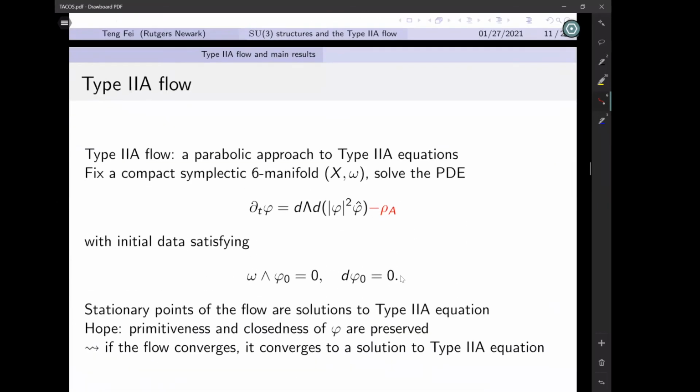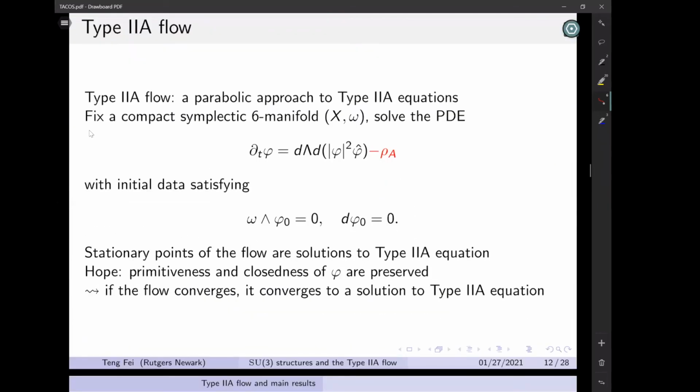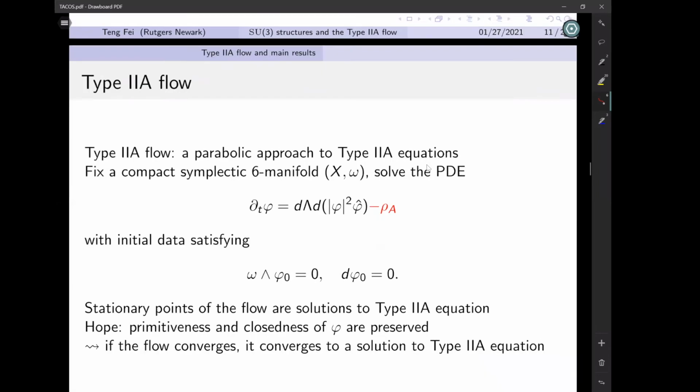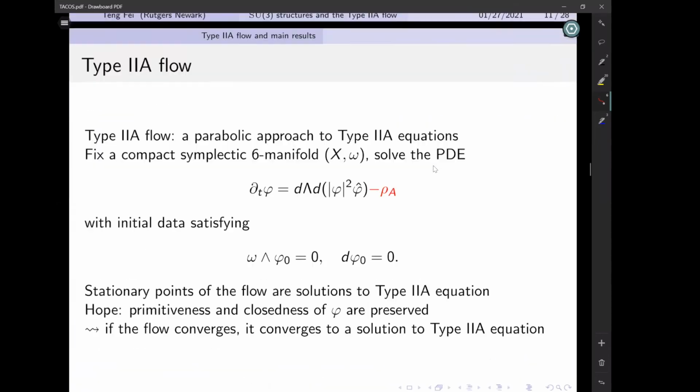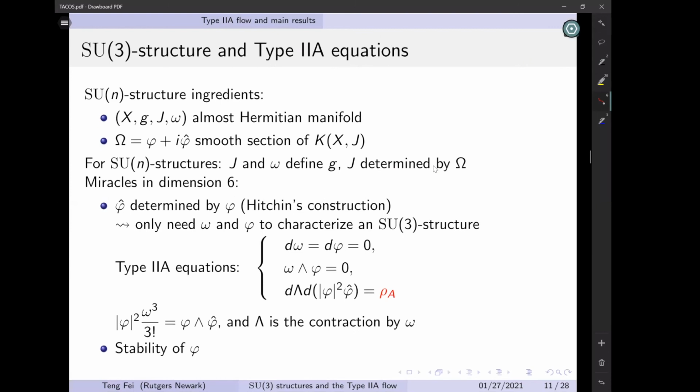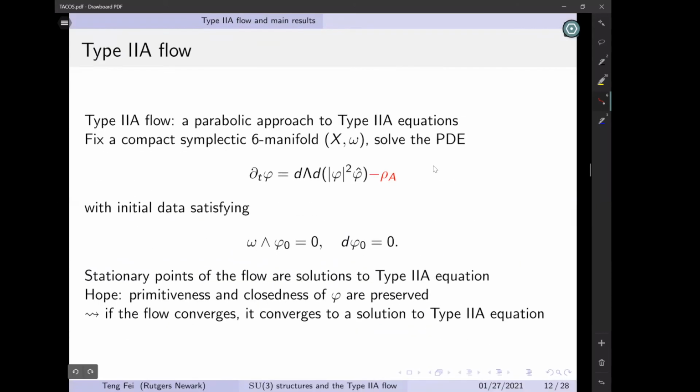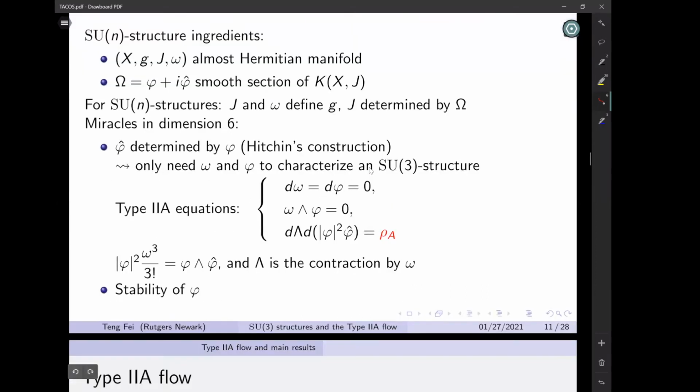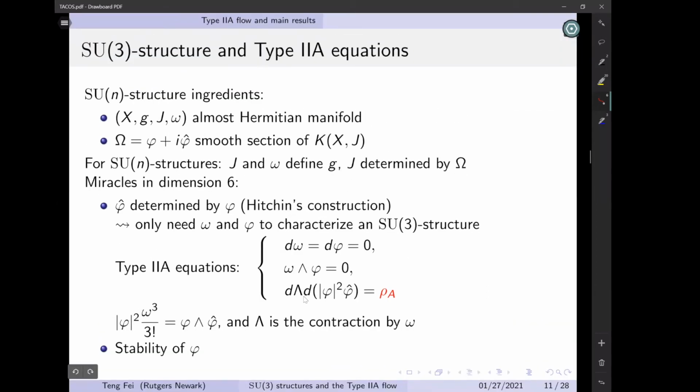Okay, so now let me introduce the type IIA flow. This is really a parabolic approach to the type IIA equations, which is here. And the idea is very simple. We fix a compact symplectic 6-manifold (X, omega), and we want to solve the PDE: dt of phi is d lambda d of this term minus rho a. So basically, you want the right-hand side to be 0 at time infinity, which solves this third equation in the type IIA strings.